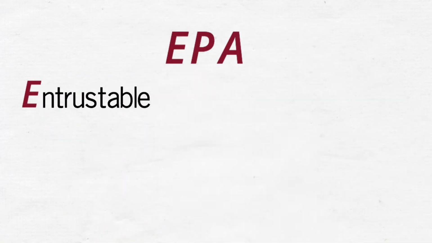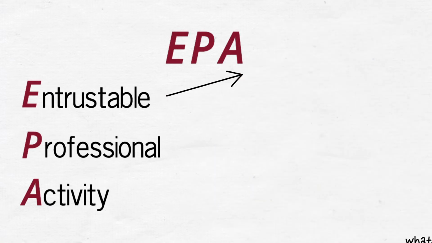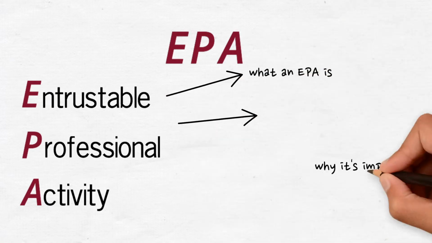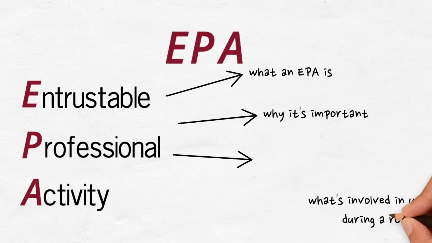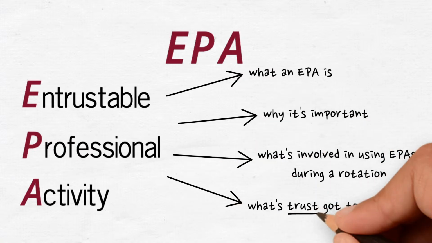This video was created to introduce you to what is a very interesting way of thinking about both learning and teaching. It's demonstrating something called an Entrustable Professional Activity, or EPA. We will cover what an EPA is, why it is important, what's involved in using EPAs during a rotation, and what's trust got to do with it.